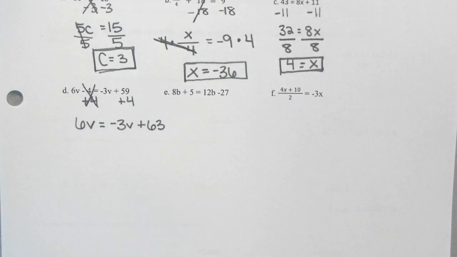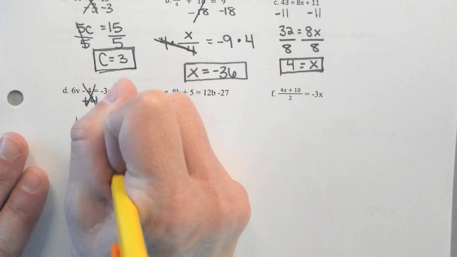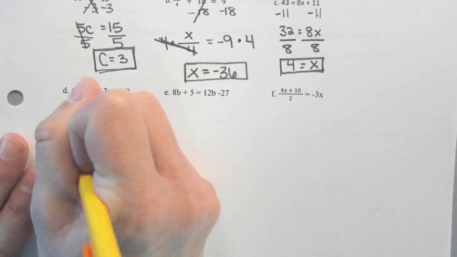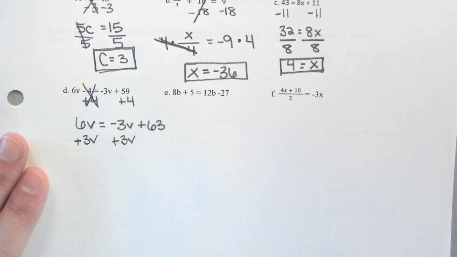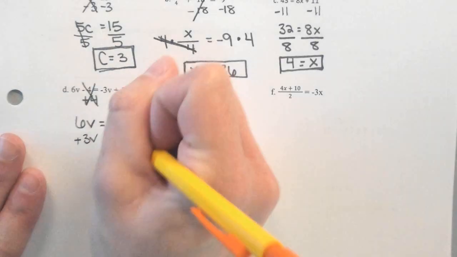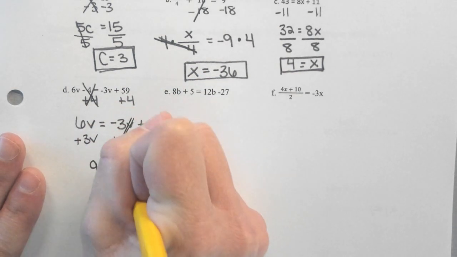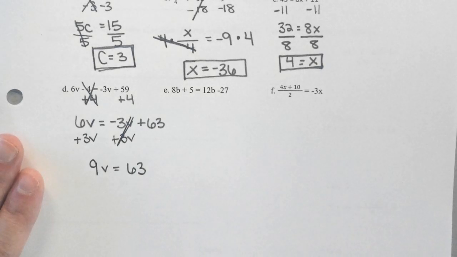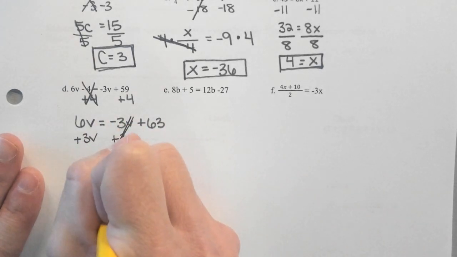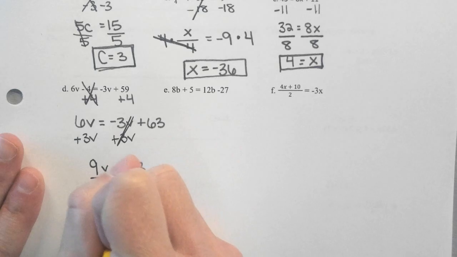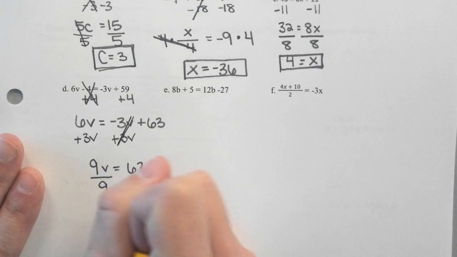Okay, so now I'm here. I want to hear somebody new and their voice. Michael, go ahead. Yeah, I'm going to add the 3v over. Let's combine the v's together. So these cancel. I agree with 9. So I get 9v equals 63. And then we divide, and we get v equals 7. Nice.